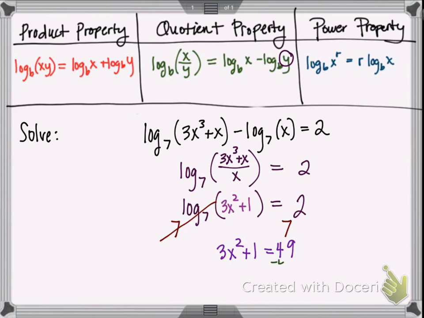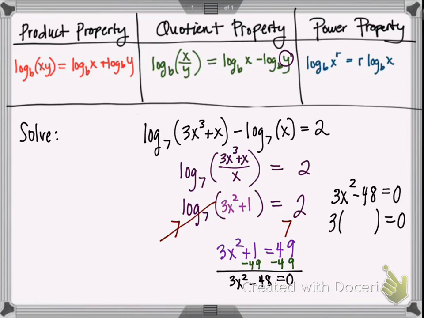So I'm going to subtract 49 from both sides. So I get 3x squared minus 48 is equal to 0. And so from here, I'm going to factor and apply the zero product property. So I could factor out a 3, and what's left inside is an x squared minus 16. And then I can factor the x squared minus 16 as the difference of squares. So alternate your signs, one's a plus, one's a minus. x squared splits as x times x, and 16 splits as 4 and 4.